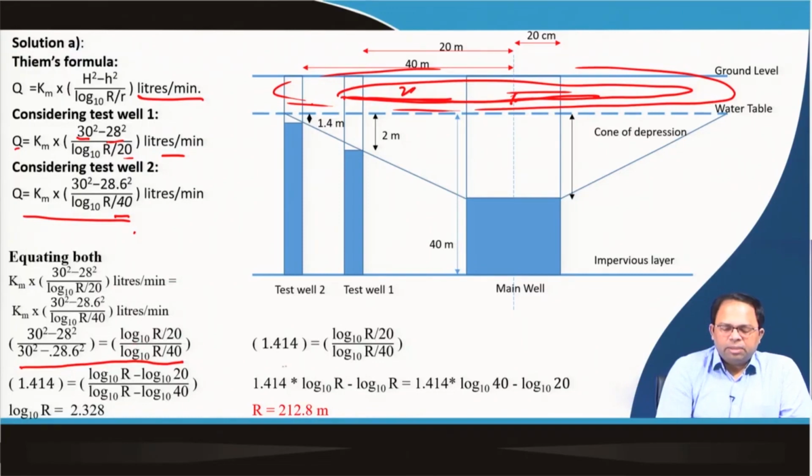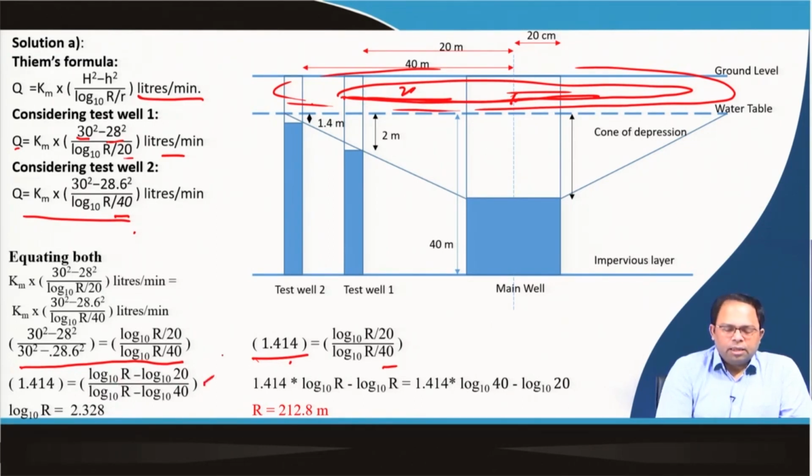Now, we can simplify it further. Once you solve it, it comes to around 1.414, equal to log to the base 10 r by 20 over log to the base 10 r by 40. Now, again we can write log 10 r by 20 as log to the base 10 r minus log to the base 10 20, and then log 10 r minus log 10 40.